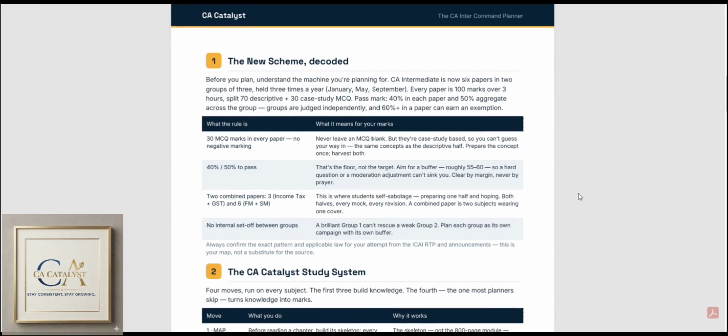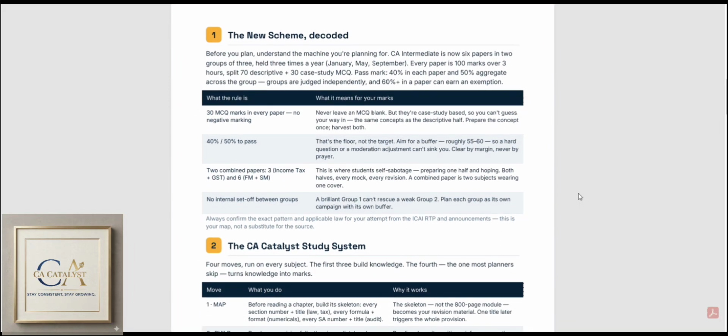So here we go. The first thing you need to know is the new scheme. Before you plan, understand how the CA Intermediate preparation needs to be done. I know this is not new for September 2026 students, they already know it. For the new upcoming students, the exams are held 3 times a year, where every paper is 100 marks and 3 hours, split into 70 marks descriptive and 30 marks case study MCQs. The pass mark is 40% for each paper and 50% across the group.